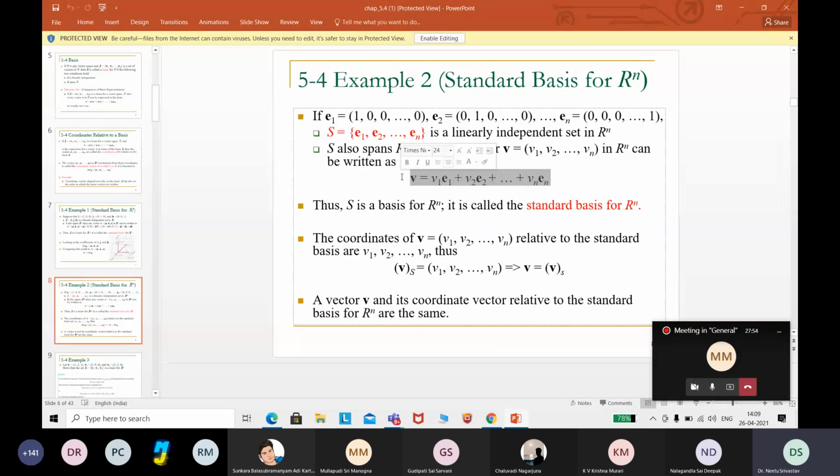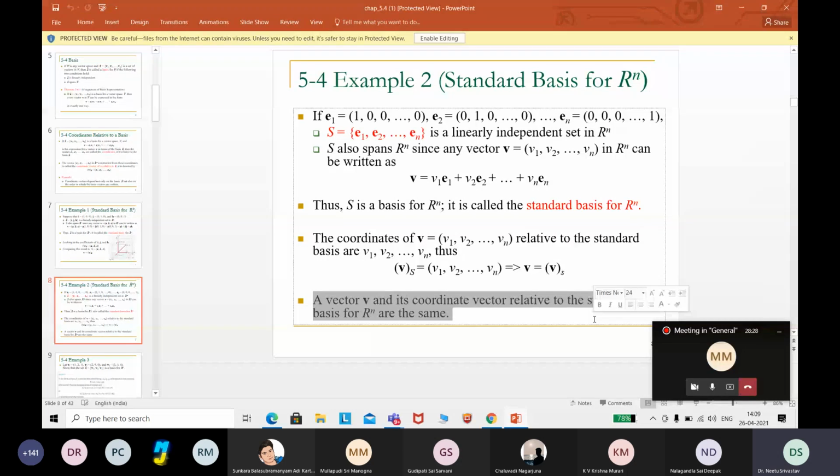That is why here they have written the coordinates of vector V relative to the basis S. The standard basis gives you the components of vectors as coordinates. So this is what is given here as a result: vector V and its coordinate vector relative to the standard basis are the same. Correct? So, got it?